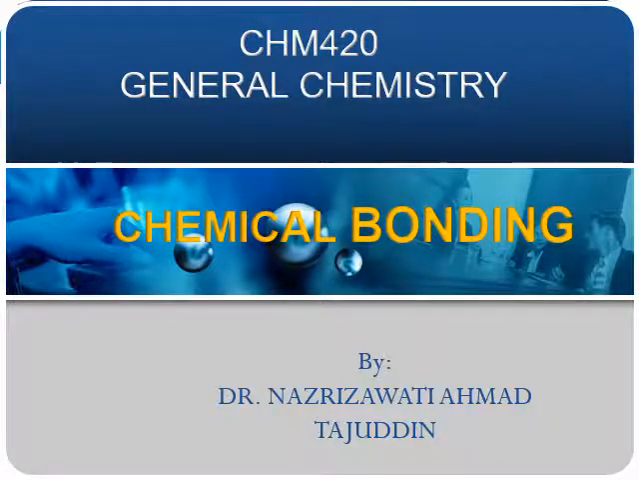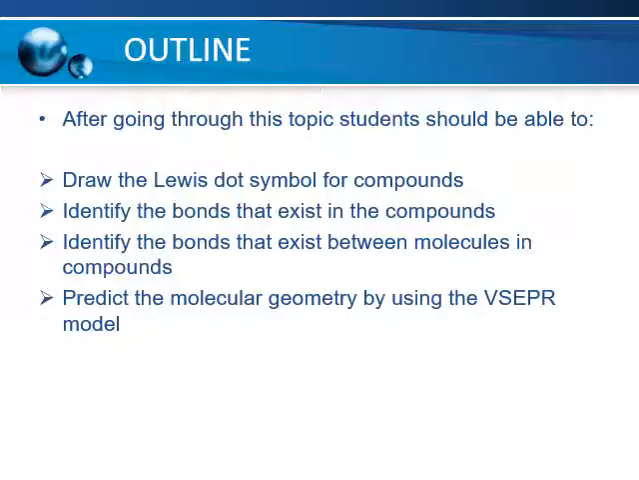Alright, so today we go with chemical bonding, chapter 5. Outline: you should know how to draw the Lewis dot symbol. You must know how to identify the bond that exists in a compound and also in a molecule. You must be able to predict the molecular geometry by using VSEPR.